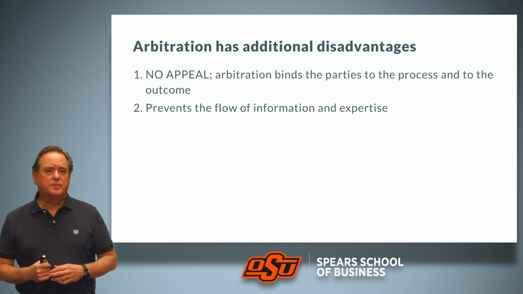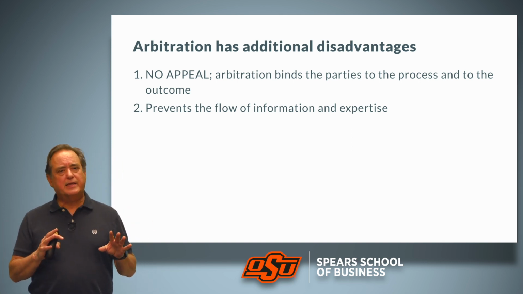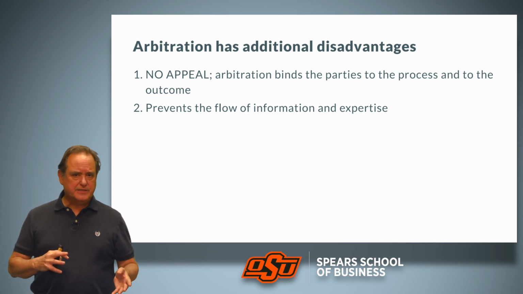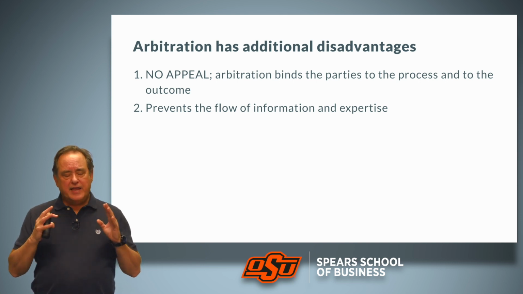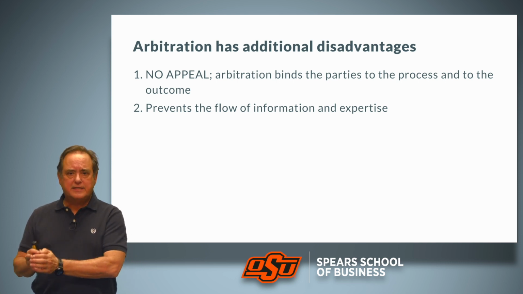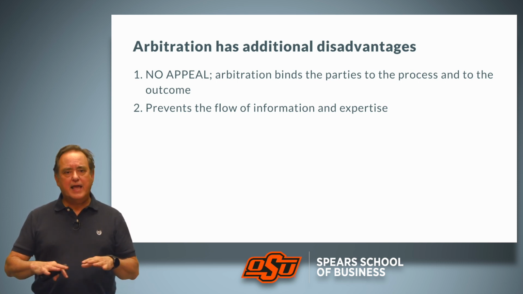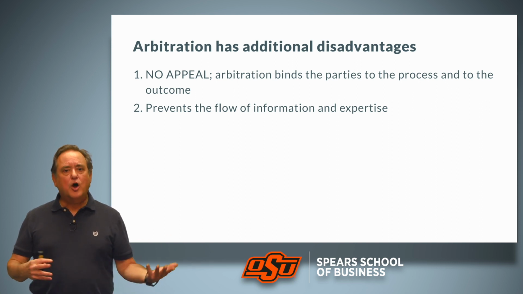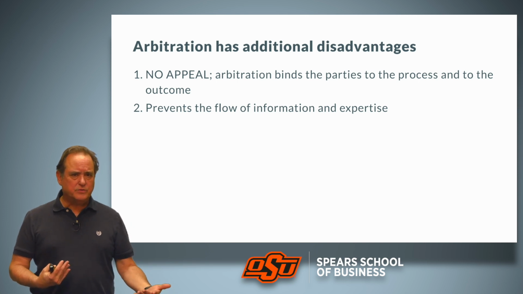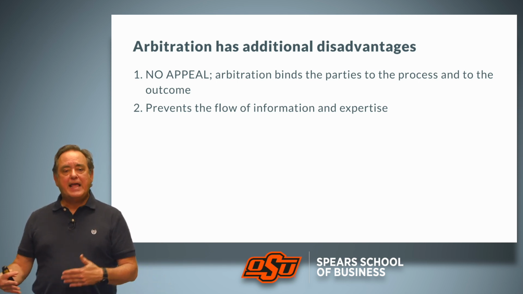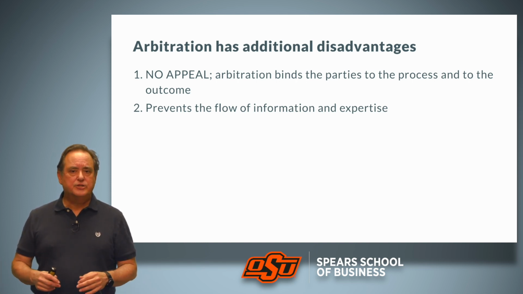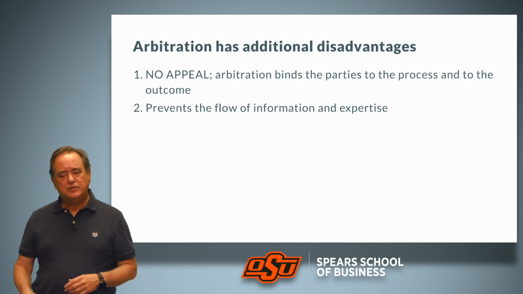Another disadvantage of arbitration goes back to that point I was making earlier. It sort of prevents the flow of information and expertise, meaning the information that's out there tends to be caught in these little private containers, and does not enter into the open flow of discussion. So we don't know how cases are being resolved. We are unable to gauge our potential risks, our downfall, because we don't have that information, because it's locked away in a confidential proceeding.